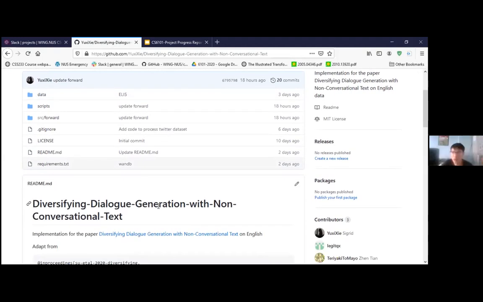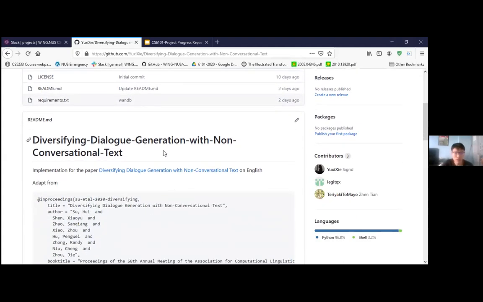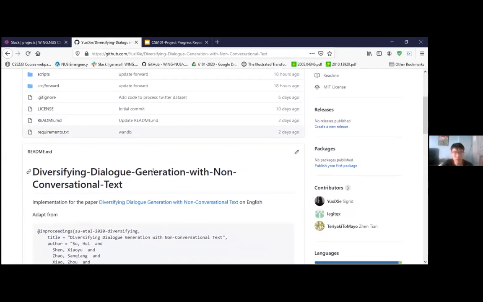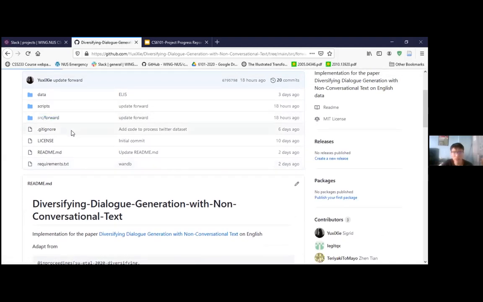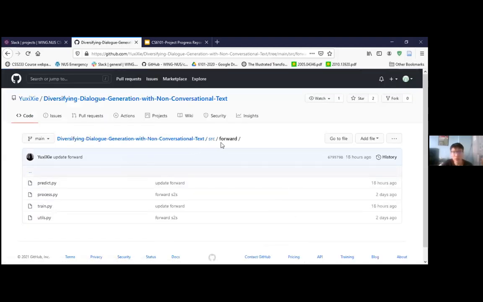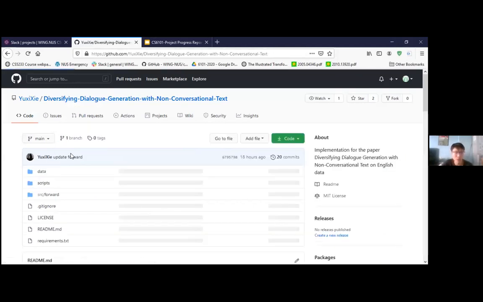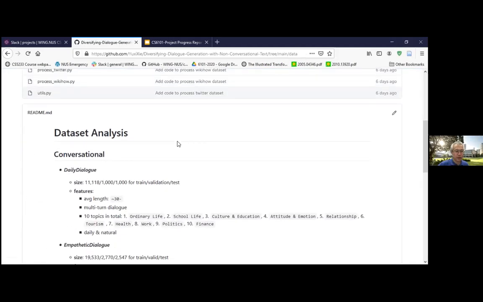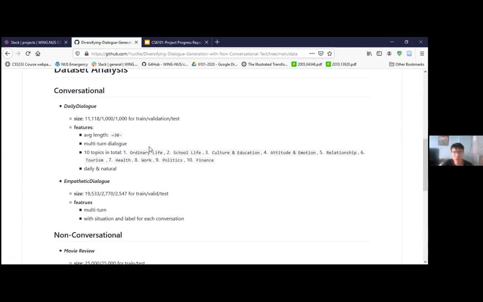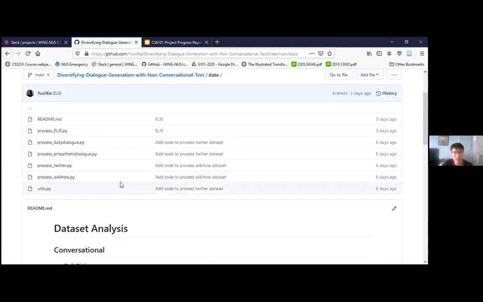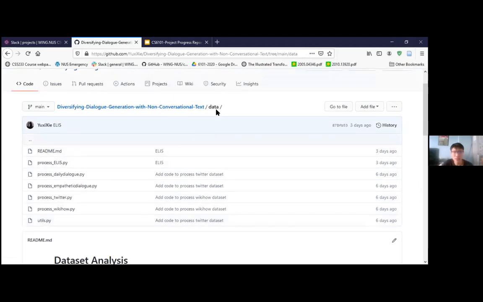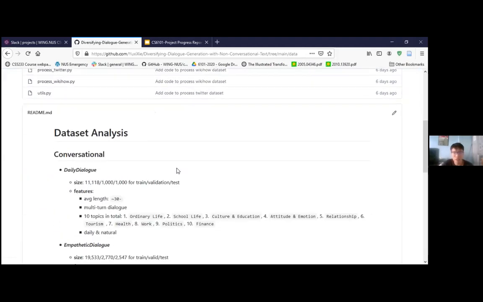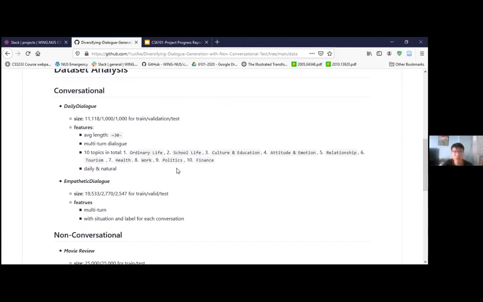Yes. So basically, what we have implemented so far is mainly the forward portion. We have processed the data sets which we wanted to use. Which data sets are you using at this point? We are using the various data sets in this particular README. In the data folder, there is actually a README, and we have done some slight analysis on the data sets.